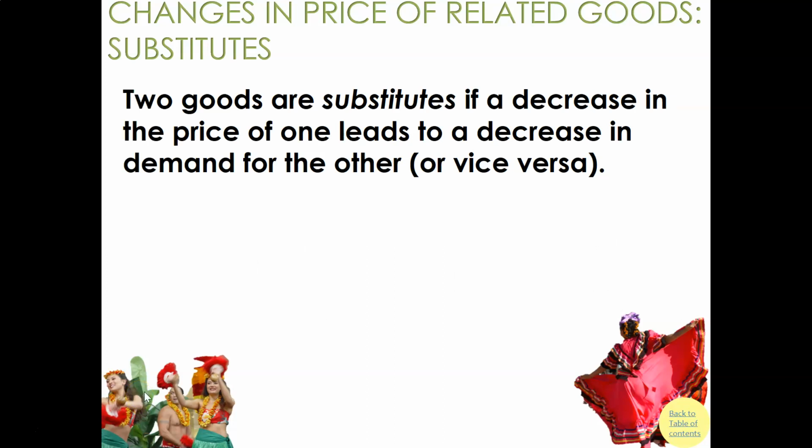If a decrease in the price of one leads to a decrease in the demand for the other, or in the opposite direction, then these goods are substitutes. Likewise, if an increase in the price of one leads to an increase in the demand for the other, then consumers are clearly getting out of the one that's more expensive and demanding more of the one that's relatively less expensive. So those are substitutes.